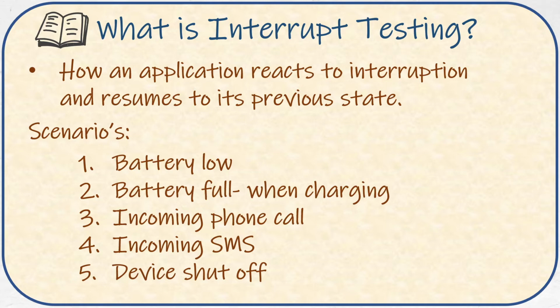What all scenarios can we test as a part of interrupt testing? If your battery is low, how is the application behaving? Next one would be your phone is in charging state and the battery is full. Then you receive an incoming phone call when you are using the application. Similarly, you receive an incoming SMS while the application is under use. Next, you're using the application and the device switches off. What is the behavior when it again comes into foreground or when you restart the phone?